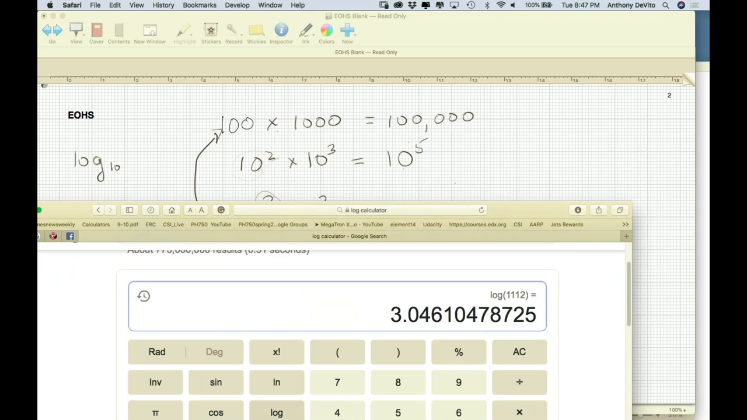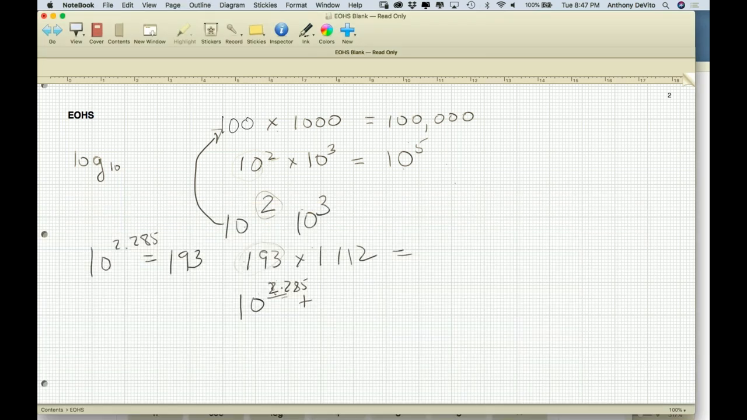1,112 is represented by 3.046. So that's 10 to the 3.046. Well, I could have guessed it was going to be over 3, right? Because 1,000 would be 10 to the 3. So it's going to be more than that, but not a whole lot more, because it's only 112 more, not 900 more, which would have been closer to 4.